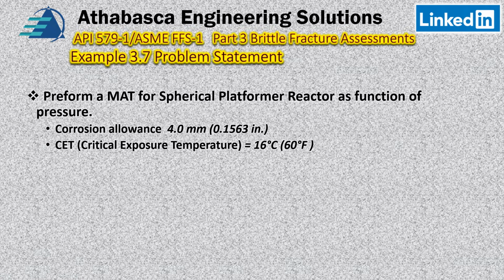We have a CET, the critical exposure temperature, which is given to us by the process folks, and that's at 16 degrees centigrade or 60 Fahrenheit. There was post-weld heat treatment performed, so perhaps we can take advantage of that. There was no impact test available, so that limits the type of design analysis that we can perform.